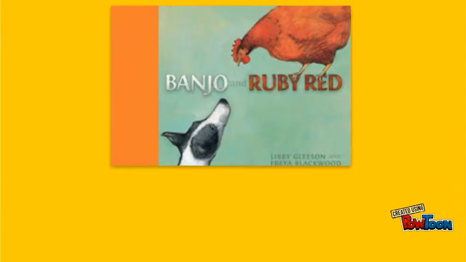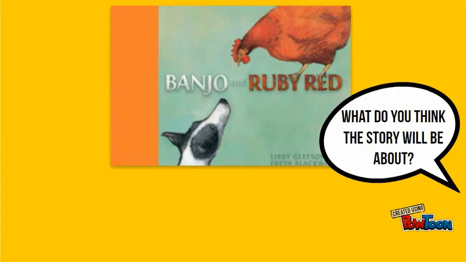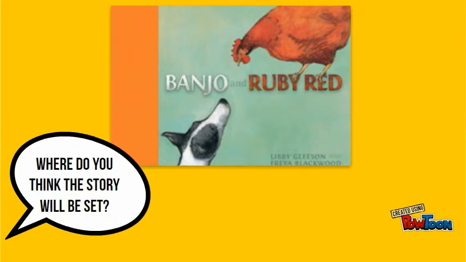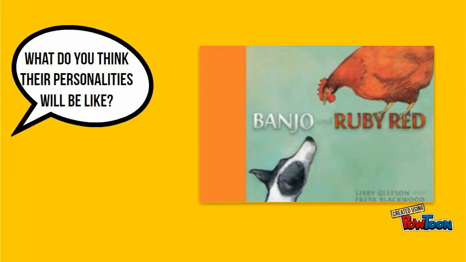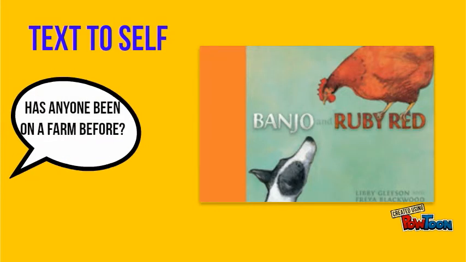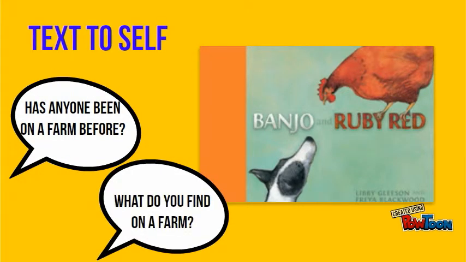The lesson begins by introducing the book to students. Start by looking at the cover and getting students to predict what they think the story will be about. Where do they think the story will be set? This is getting them to use their visual literacy skills. Get students to think critically by asking about the positioning of the two characters on the front cover. What do they think their personalities will be like? Get them to make connections such as text to self by asking if anyone has been on a farm before.